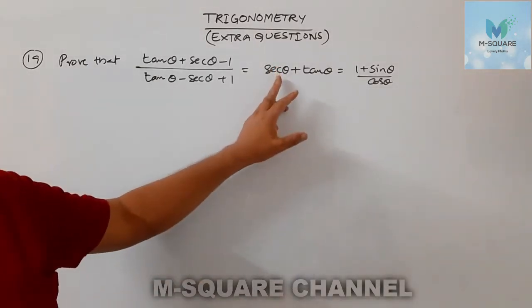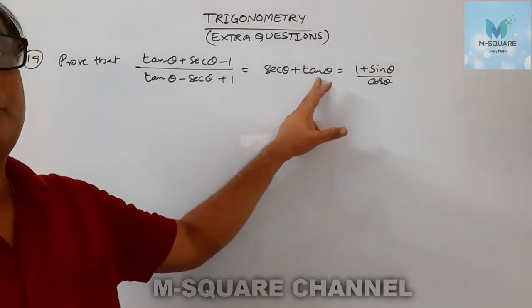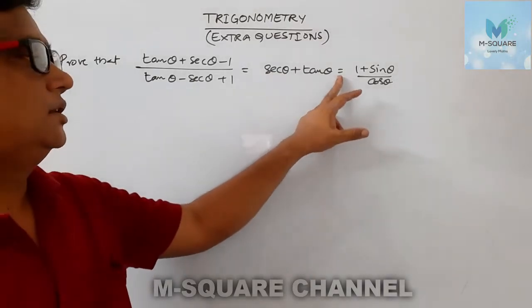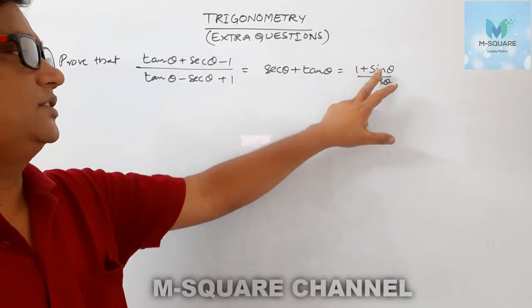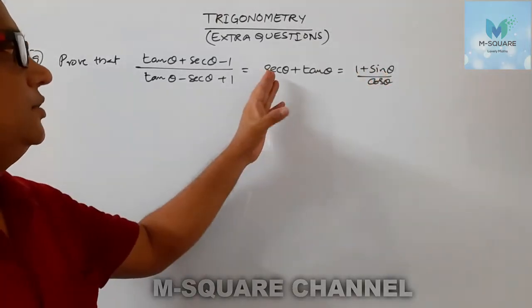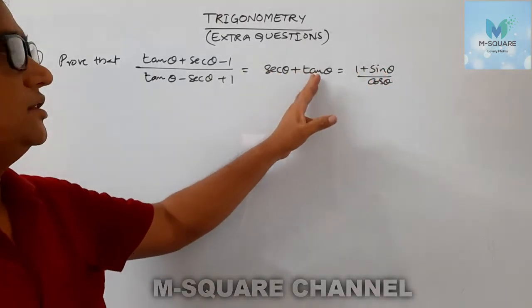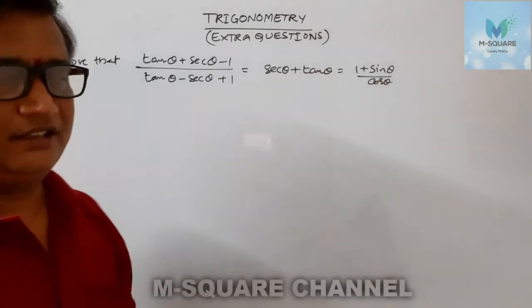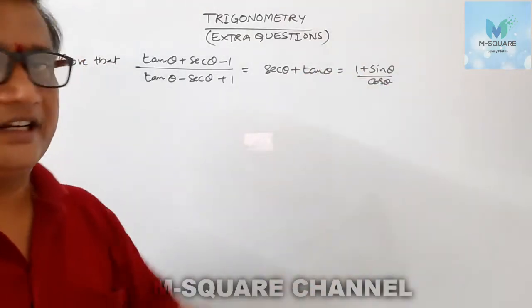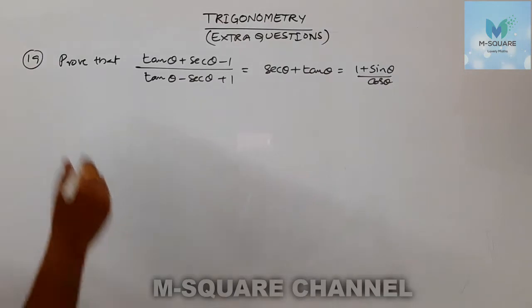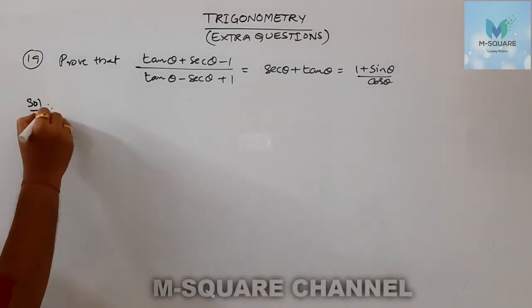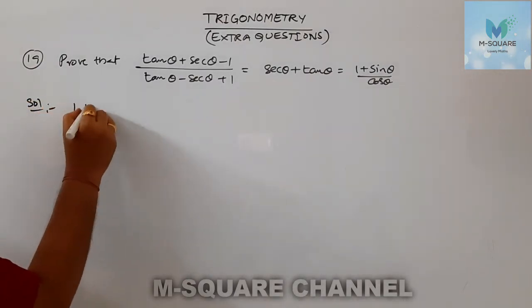equal to, sometimes they are asking up to here secant theta plus tan theta, or up to here 1 plus sin theta by cos theta. Simple, this is 1 by cos theta, this is sin theta by cos theta. So 1 plus sin theta by cos theta, that is the final. Now we are going to take the LHS part.